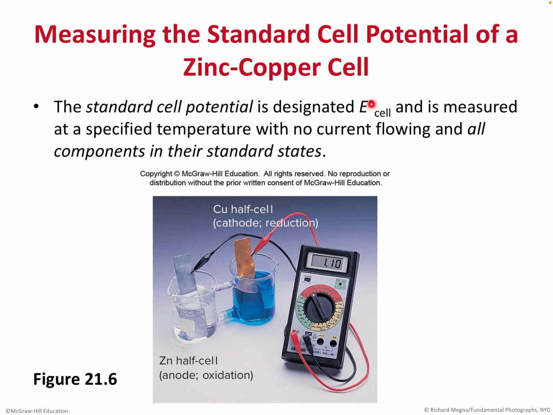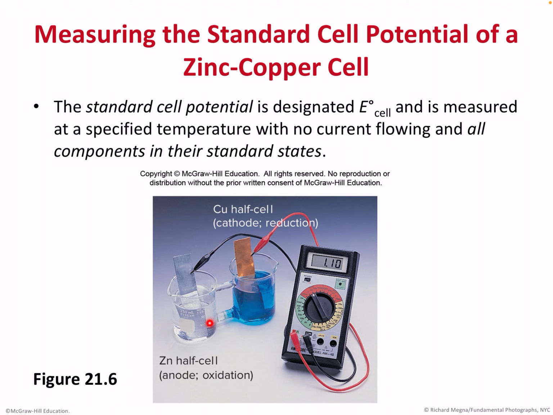Always when you have this little degree mark right there, that tells you that it is a standard cell potential, like the standard enthalpy, standard entropy, standard Gibbs free energy. Always this little degree sign denotes it's at the standard condition. That means it is measured at a specific temperature with no current flowing and all components in their standard states. The standard states are normally 1 atm and 25 degrees Celsius, and if it is a solution, 1 molar.